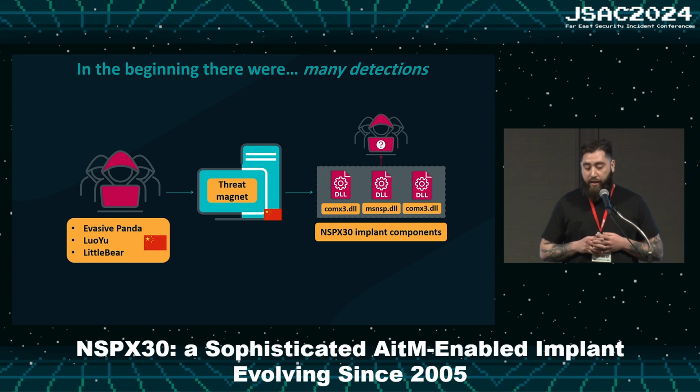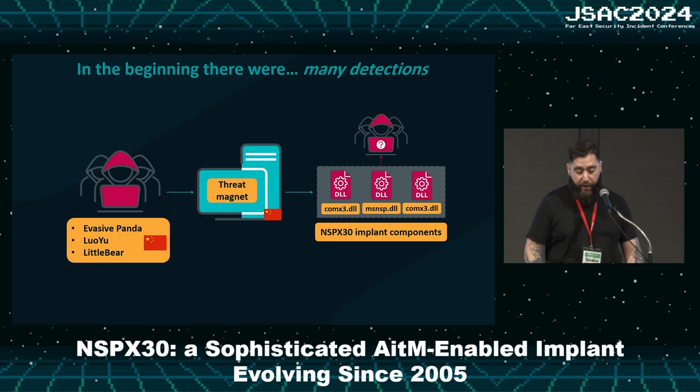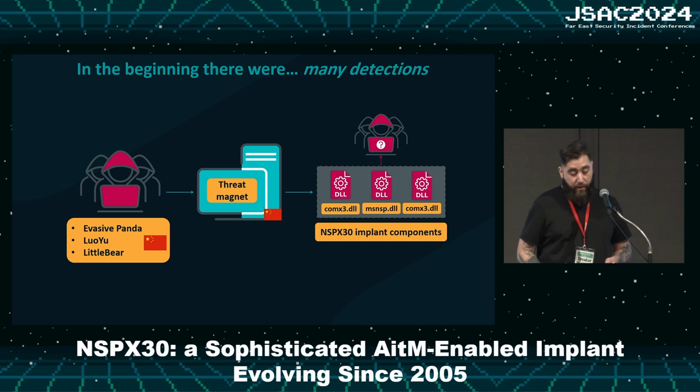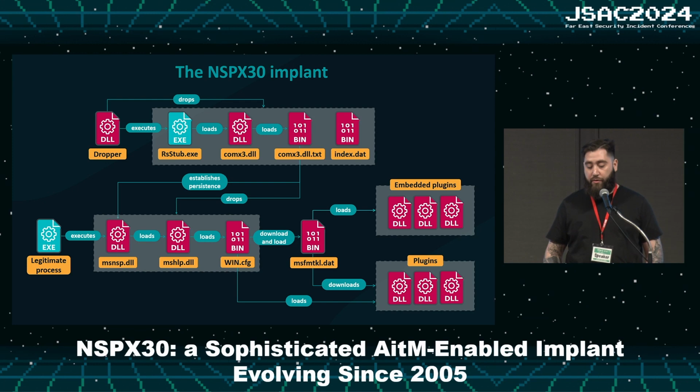But there was also a set of files that didn't belong to the toolkits associated to these groups. So we started thinking that there was another actor behind it. These were the first components of the NSPX30 implant that we detected, and the only ones that we had for a long time. It was 2 years later that we had a breakthrough when the attackers attempted to compromise another system that we managed to get more samples and build a more comprehensive picture of the implant and how every component is related to each other.